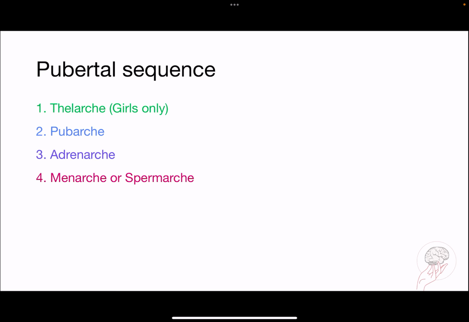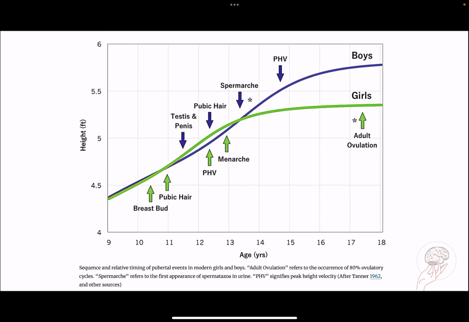So let's look at the pubertal sequence. We'll start with telarchy, which is primarily in girls, go to pubarchy, adrenarchy, and then menarche or spermarchy. So overall, we see that pubertal development is related to height and age. So we see, and this blue line is boys, green line is girls, that it takes place over a long period of time. This one is 9 years, but there is some data showing that it can go all the way to 25.